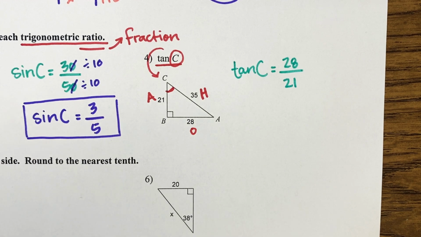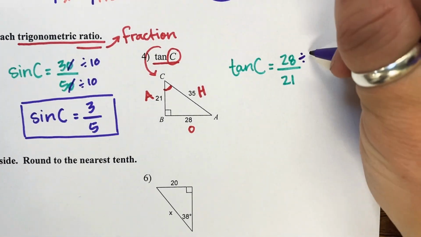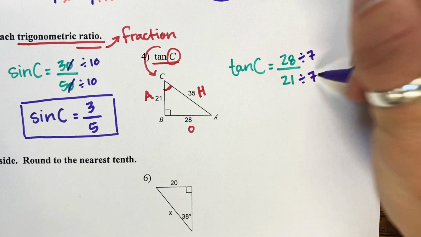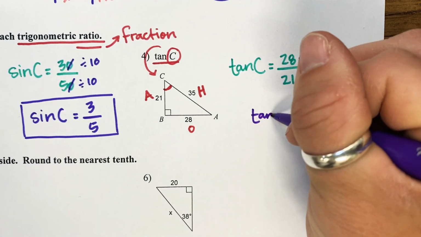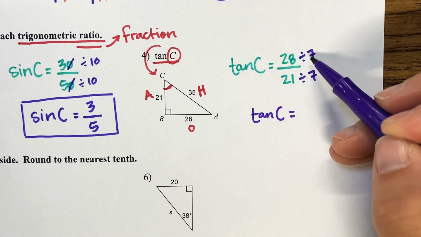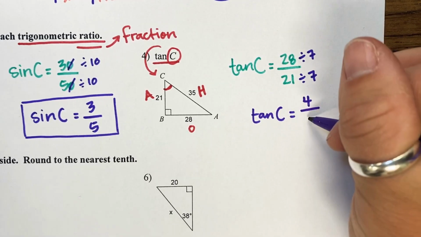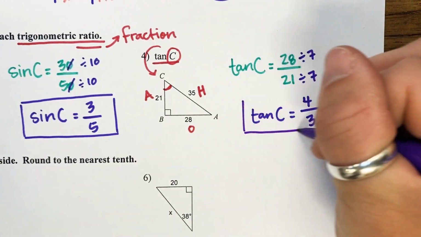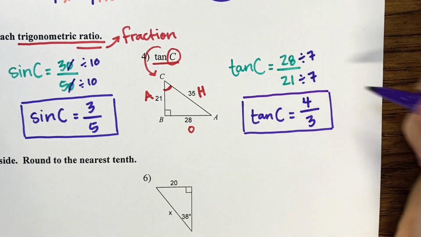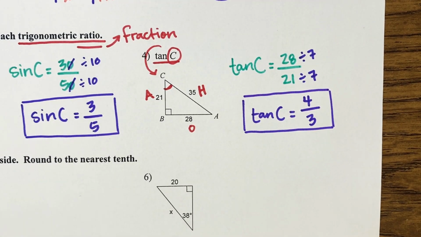Okay, last thing we need to do is reduce it. These guys can both be divided by 7. So we get tangent of C is equal to 28 divided by 7 is 4, and 21 divided by 7 is 3. So we simply reduce that fraction. And there we go.